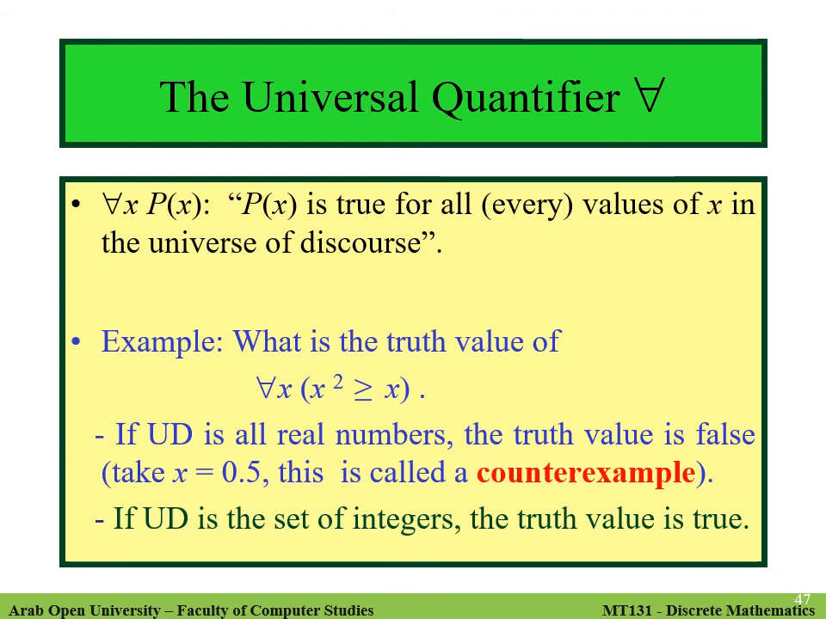What happens if we take the domain to be the set of integers? Now the statement will be true. Any integer, when you square it, you'll get a number larger than or equal to the integer you started with. I hope this example shows that when you work with predicates, the domain must be known. Then the truth of the statement will depend on which domain you use.